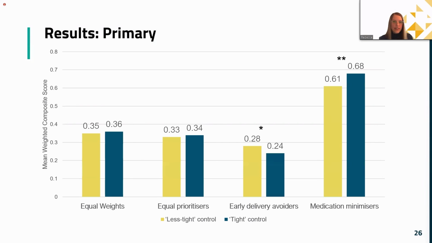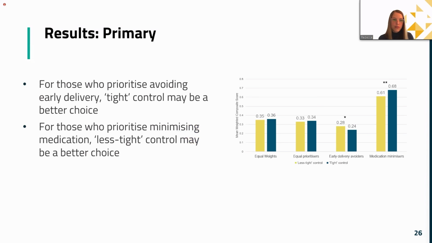You can see here what we found: like the CHIPS trial, there was no difference when we looked at equal weights or looked at people who had no clear priority. However, when we looked at the people who wanted to avoid early delivery, tight control was better for them. And when we looked at people who wanted to minimize medication, less tight control was better for them.